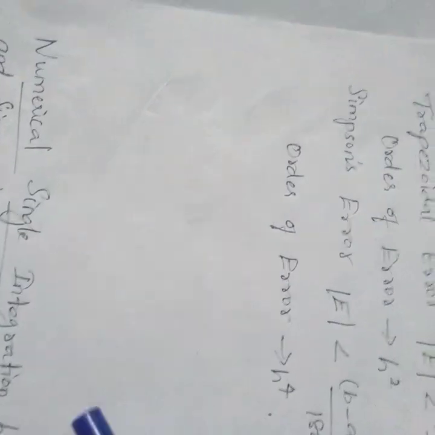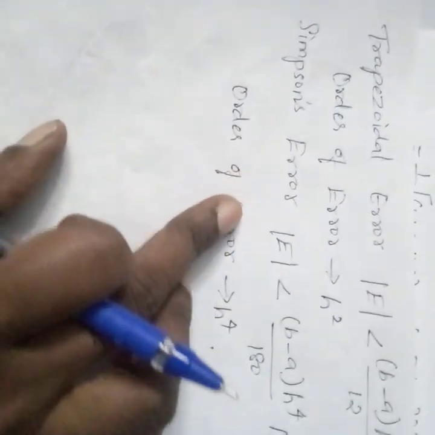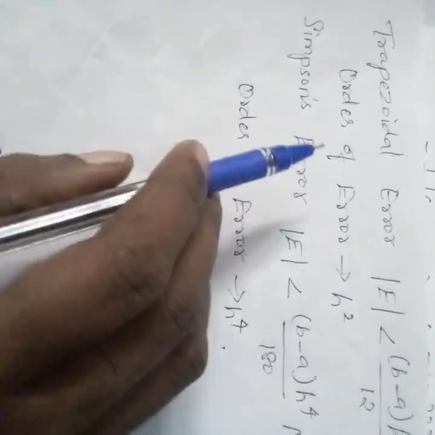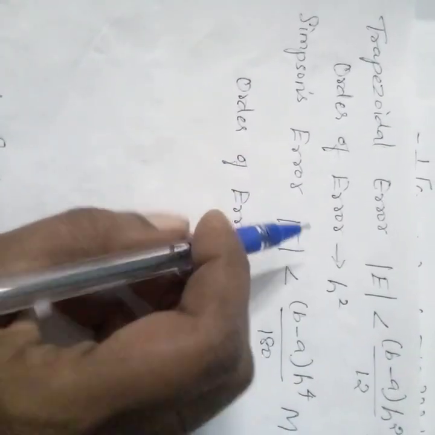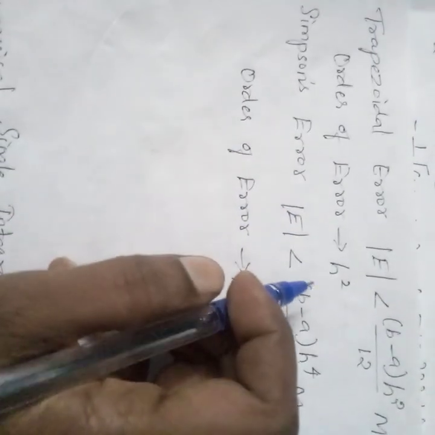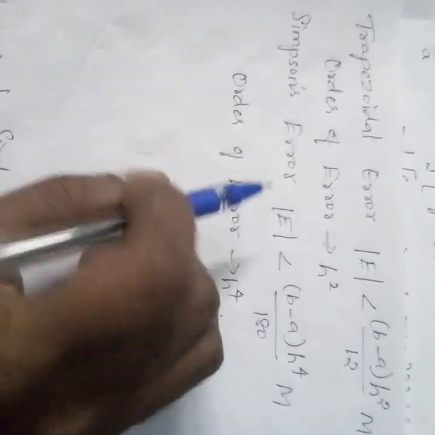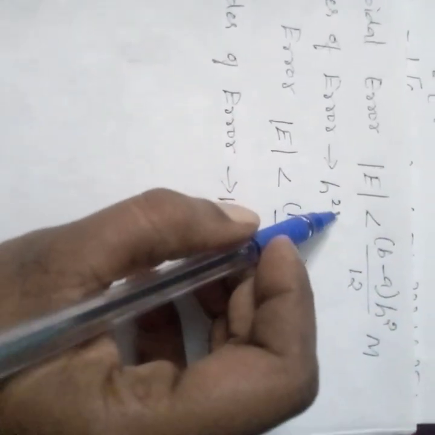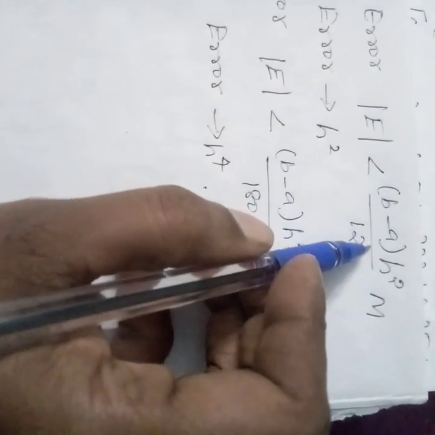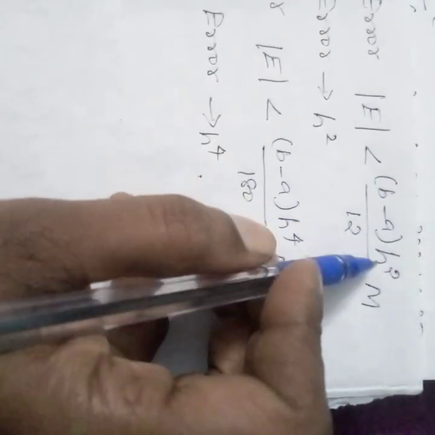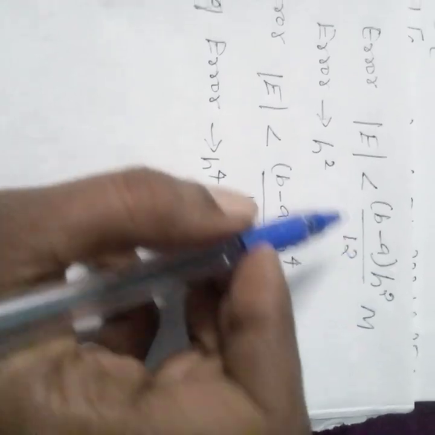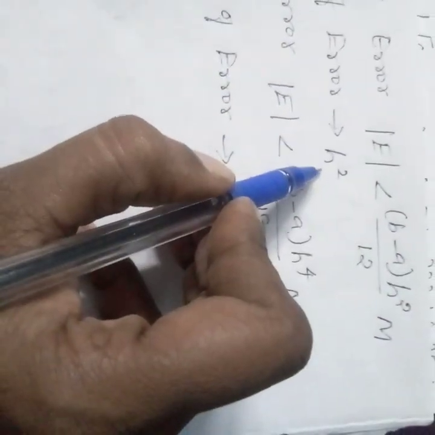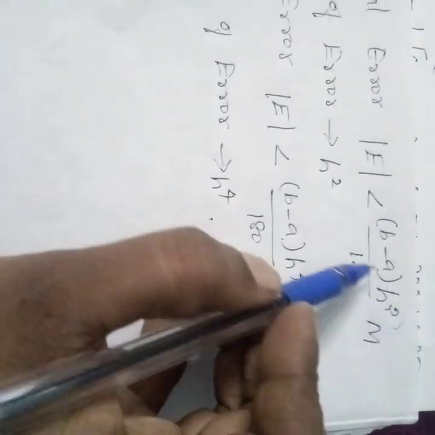And the error, this may ask 2 more questions. What is the error of trapezoidal rule, and what is the order of error in trapezoidal rule? So the trapezoidal rule error, absolute value of error e is less than b minus a the whole divided by 12, h square into M, capital M. And the order of error in trapezoidal rule is h square. This is the order of error.